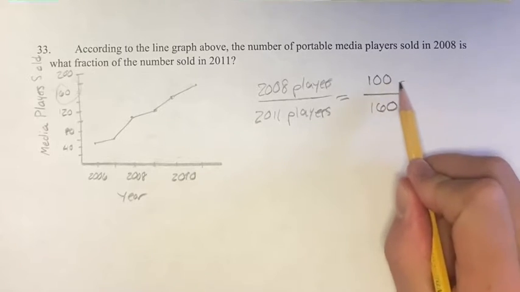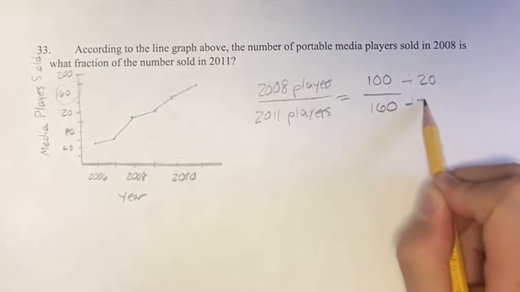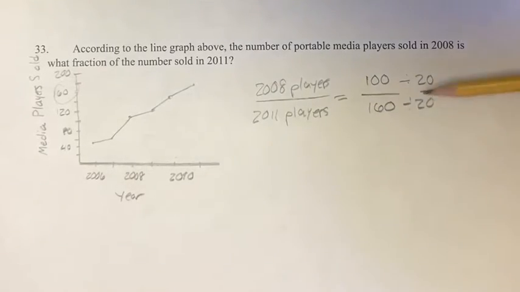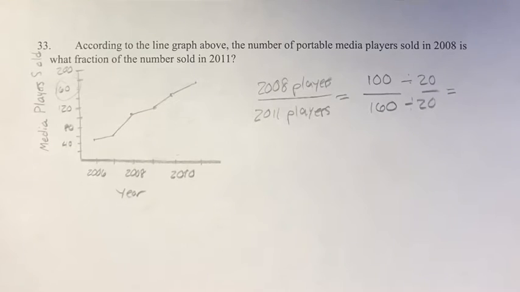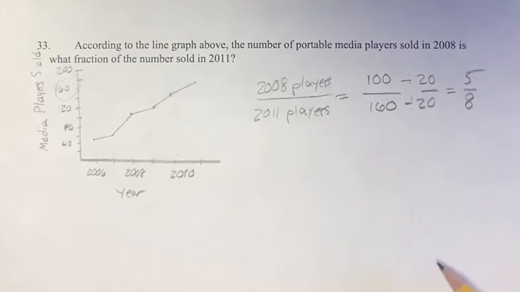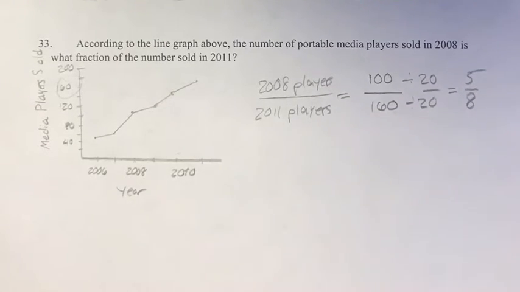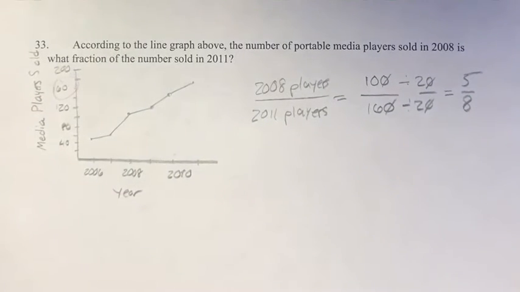So what fraction is this? Well, if you divide both sides by 20, you can think of this as dividing by 20 over 20, which is 1, since 20 divided by 20 is equal to 1. 100 divided by 20 is 5. 160 divided by 20 is 8. If you can't see that immediately, just chop off a 0. You can always do that with division, not for multiplication.